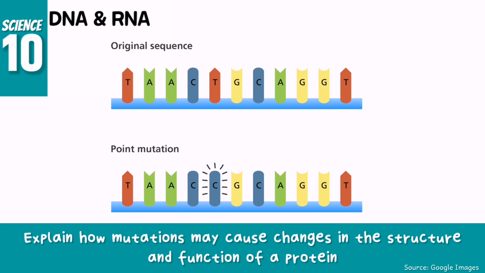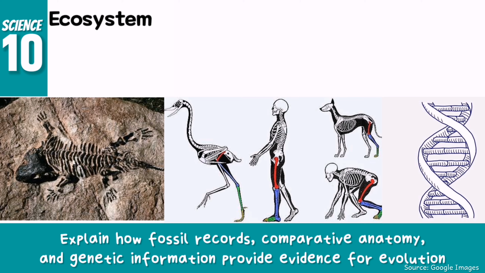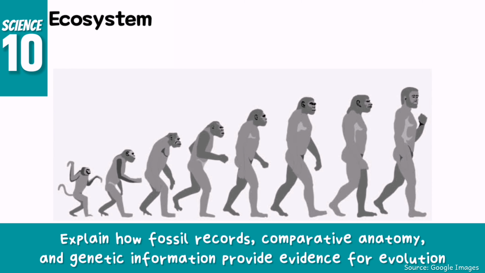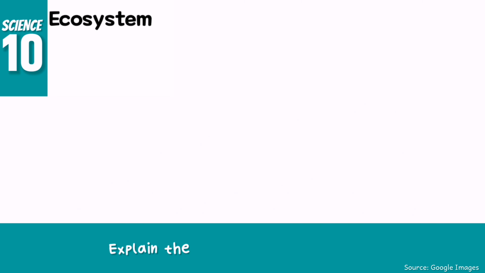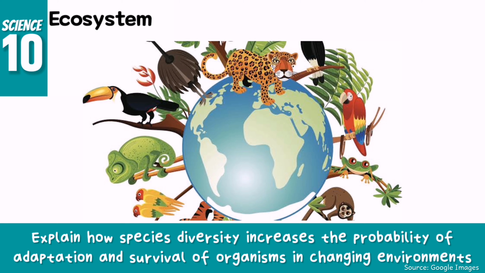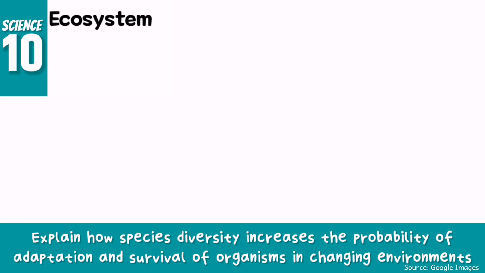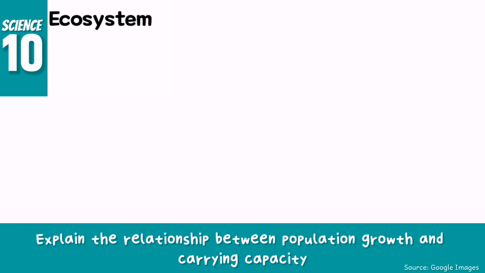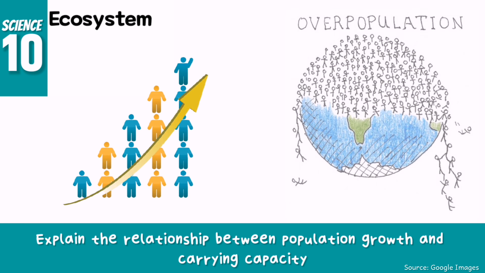Ecosystem. In this lesson, you are going to explain how fossil records, comparative anatomy, and genetic information provide evidence for evolution. Also, you're going to explain the occurrence of evolution. And then, you're going to explain how species diversity increases the probability of adaptation and survival of organisms in changing environments. And lastly, you're going to explain the relationship between population growth and carrying capacity.